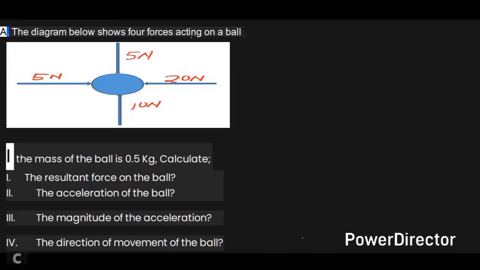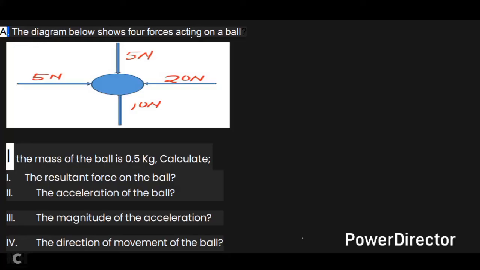So for today in this video, concentrate on the first Newton's law, second Newton's law, and third Newton's law. So the first thing that we need to do here is with this question which has been given. That's saying that the diagram below shows the four forces acting on the ball.